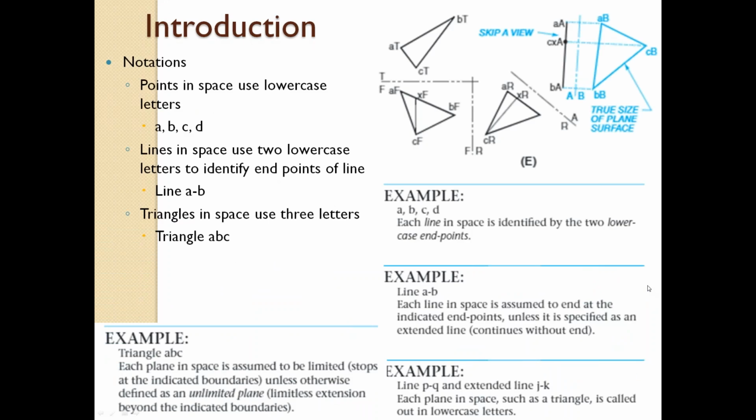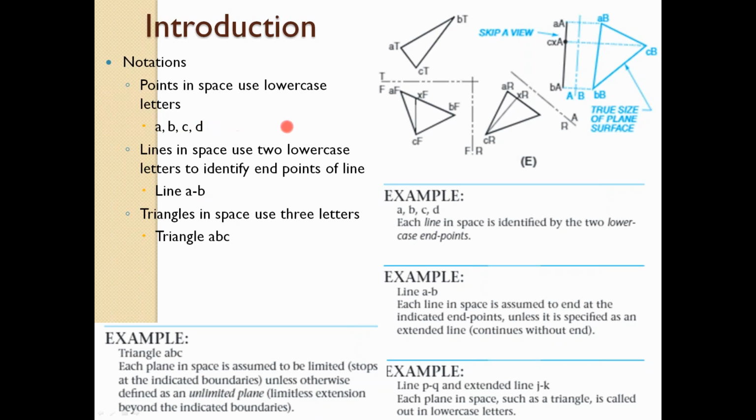If you look at this good example here, the way we make notation in descriptive geometry is this: for a point in space, use a lowercase letter. We always use a lowercase letter unless it's the front view or the right side view. For a triangle, you would call it abc, with lowercase. For a line, you would just say a dash b.